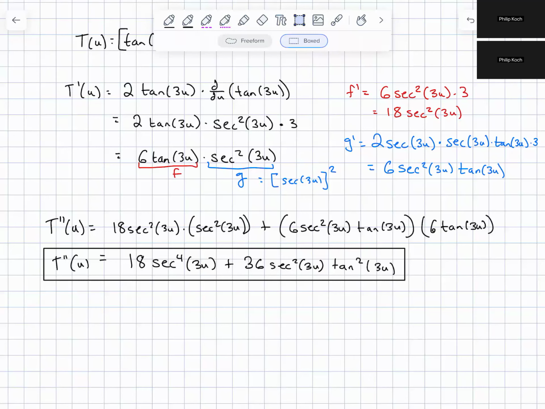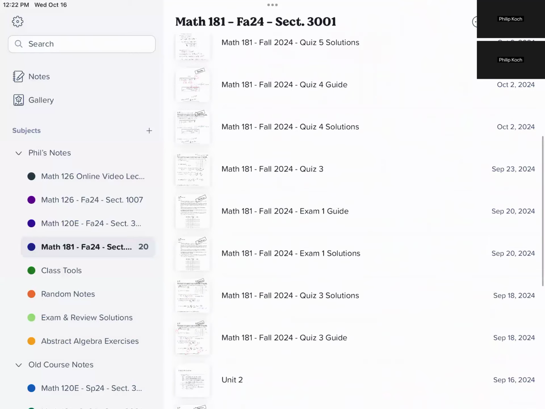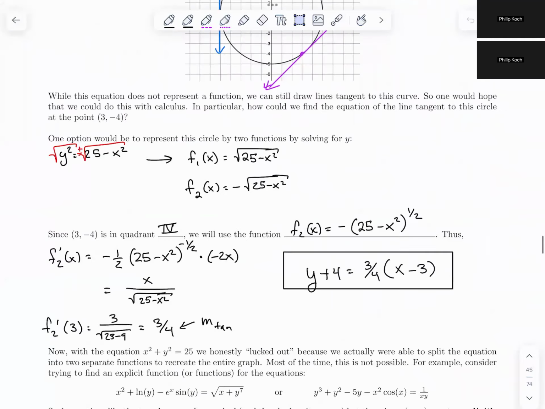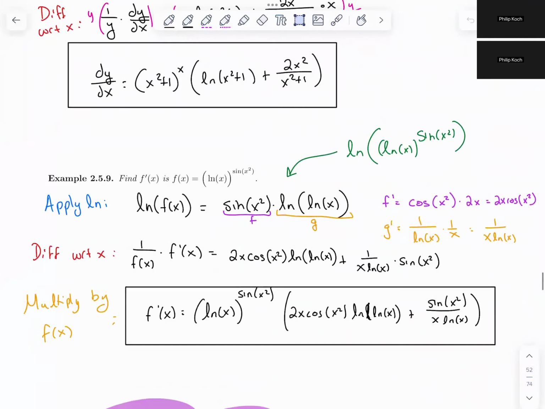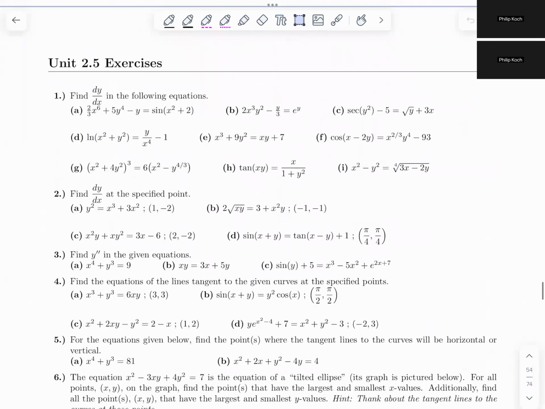Yes, right. 2.5. Sure, I can. 2.5, you said? Okay, I'm going to rewrite that.